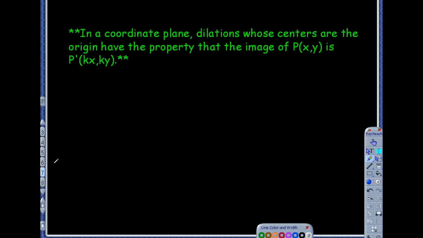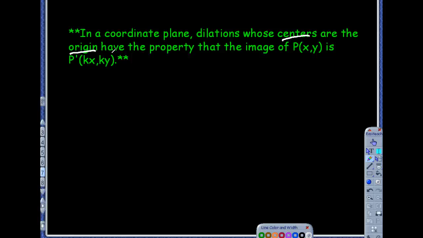Okay, so the other thing about dilations, which kind of makes sense, because if we think back to Chapter 7, we did a lot with the coordinate plane, and it was dealing with transformations. This is just a non-rigid transformation. We are going to apply dilations to a coordinate plane now. It says, in a coordinate plane, dilations whose centers are the origin. Now, I'm going to stress that if the center changes and it's not the origin, this property is different. But for our purposes, we're only going to focus on the center being the origin. And that's very common that you would see.